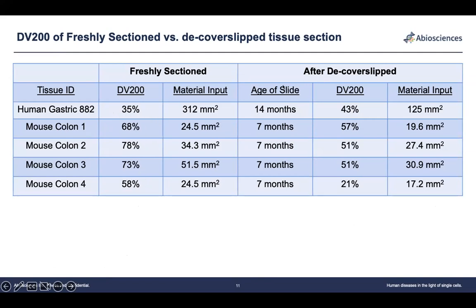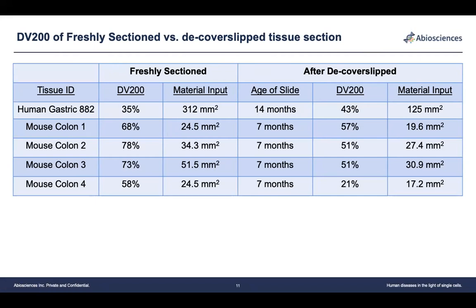Then we also have those slides that were already H&E stained and mounted, kept at room temperature, just as John described earlier. Here, we have tested slides aged 14 months to 7 months, and we look at the DV200. They are still very similar compared to the freshly sectioned tissue. But with the mouse column, you can see that they are slightly degraded, but still good enough to do the analysis.